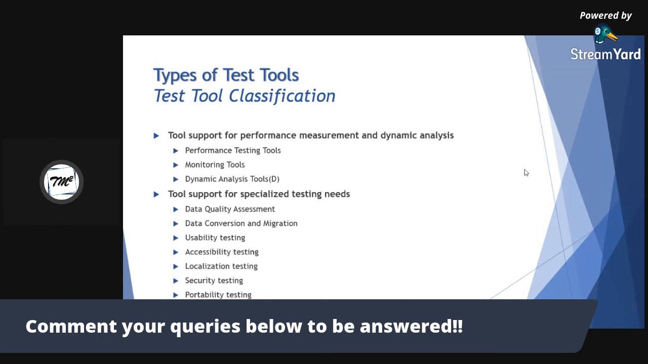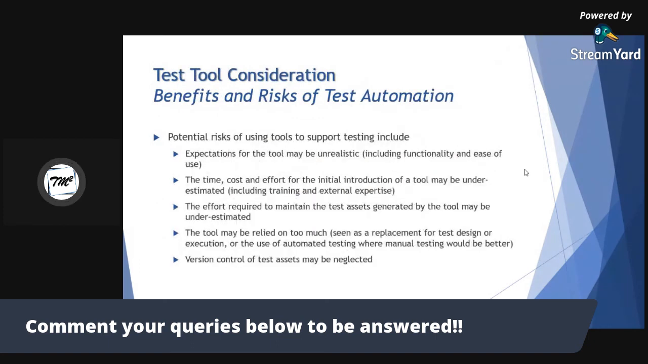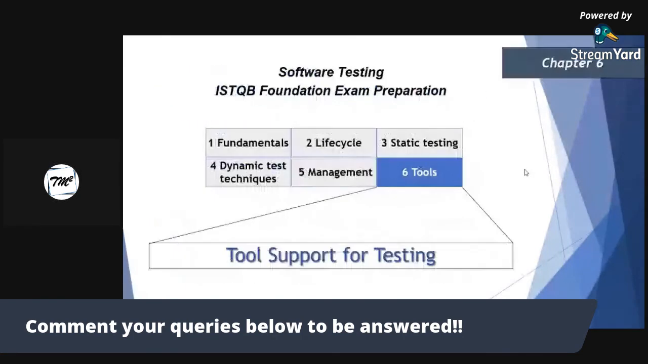Then we have further categories like tool support for performance, tool support for specialized testing needs, and so on. So benefits and risks would have another contribution from this section. They may ask you a question either from the classification or the risks and benefits. So please concentrate on that.